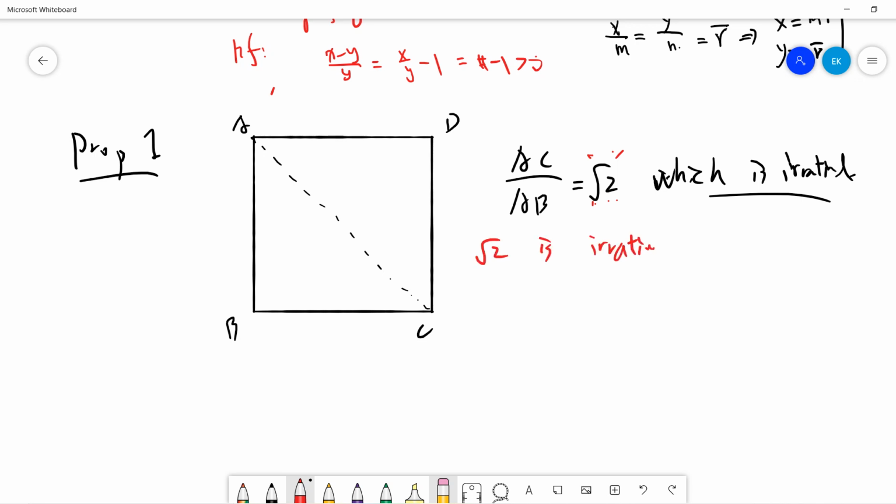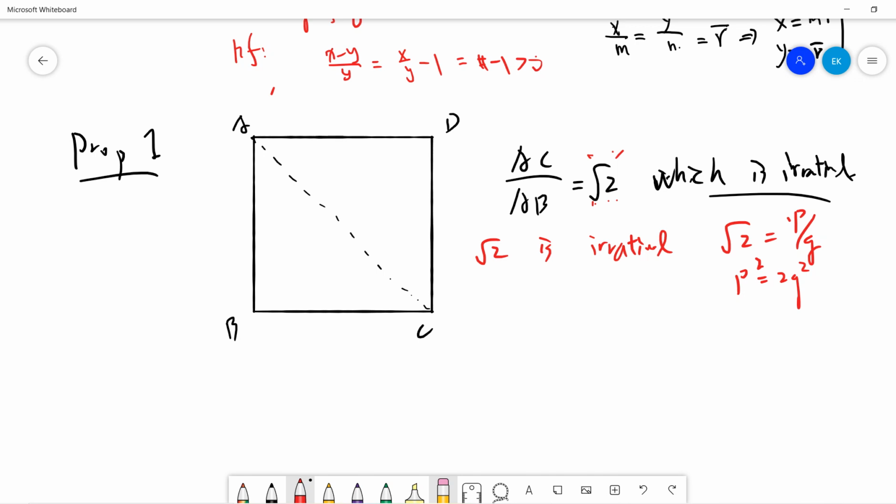If you learned it in junior high school, people just write the square root of 2 as p over q, and then you get p squared equals 2q squared, and you say p is an even number, so p is divisible by 2. Then you keep going and you get a contradiction.